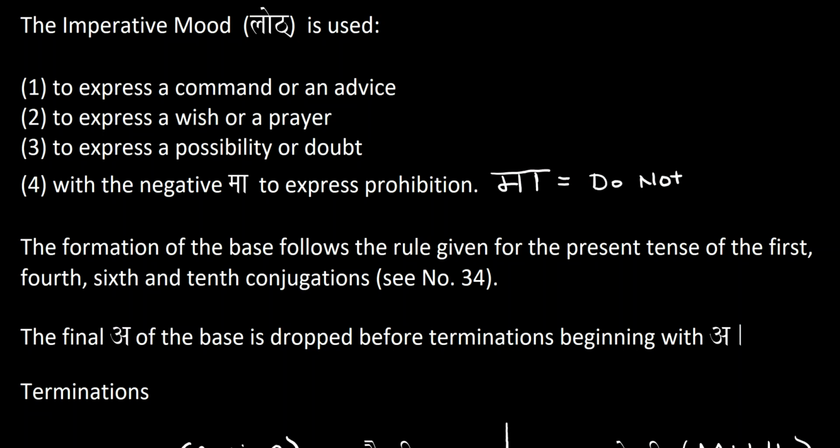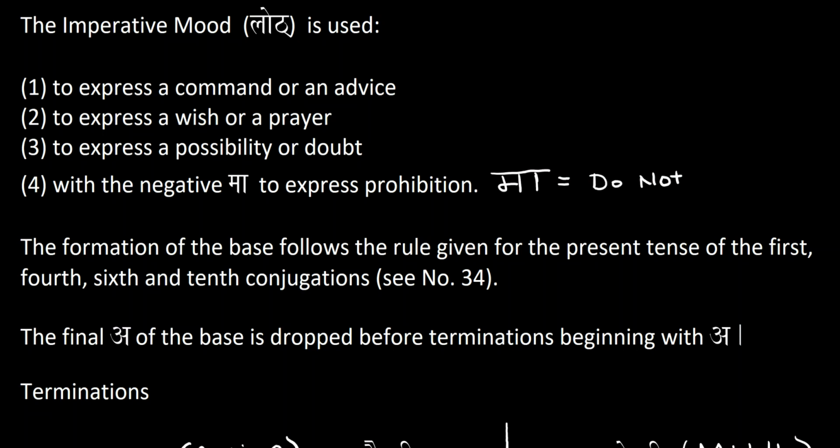Number two, to express a wish or prayer. Number three, to express a possibility or doubt. Or number four, with the negative ma, to express prohibition. So ma means do not in English. So don't smoke, don't walk over there, don't go here. That would be an example of using ma.